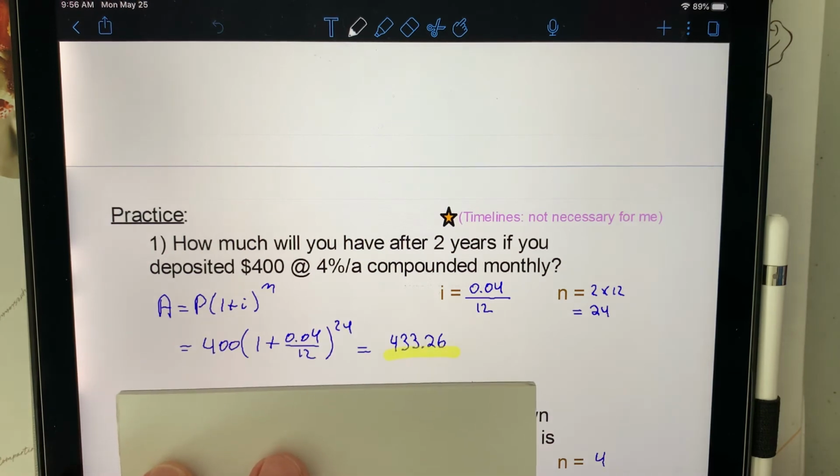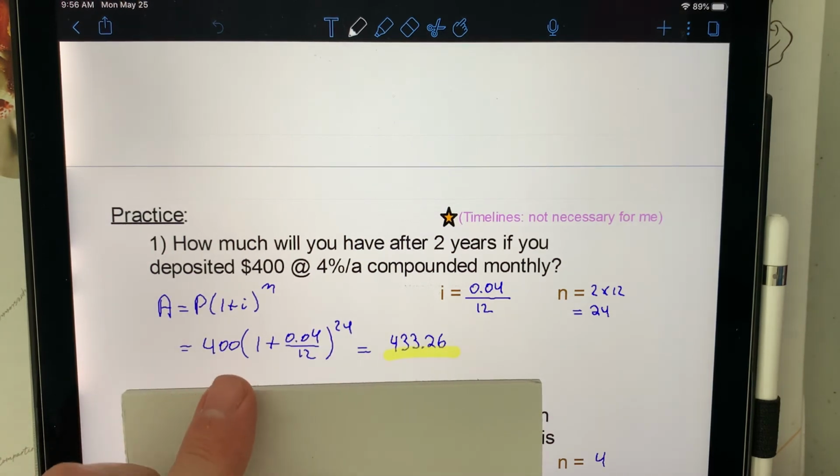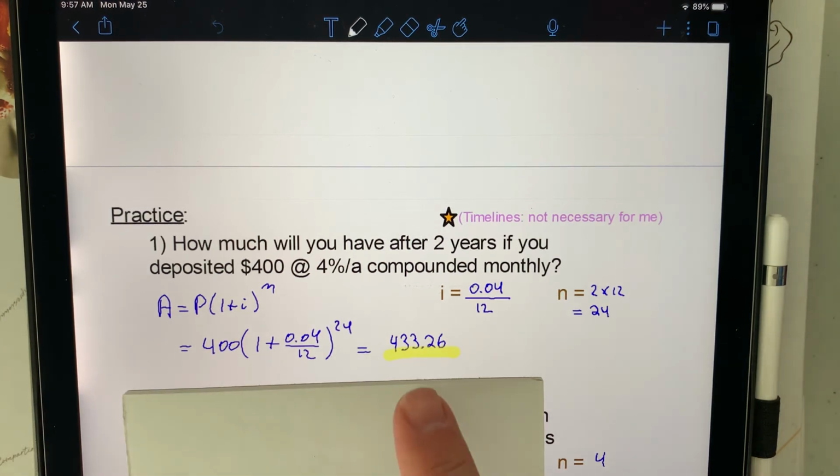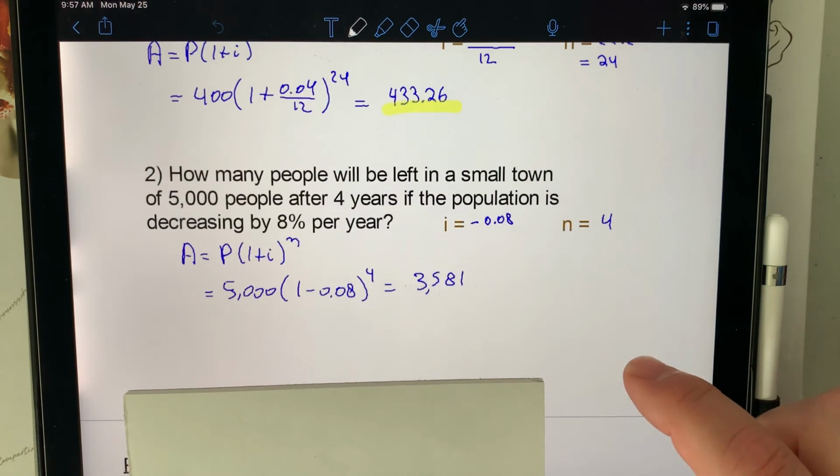And then we plug it into the equation. 400 bracket 1 plus 0.04 divided by 12, close bracket, to the power of 24. Notice that some of you really like using the fraction button. I don't know why, I really don't like it. I'm just going to say 0.04 divided by 12 when I go into the calculator, and we get our answer. So the answer is 433.26, which really means that we made about $33 and a little bit on interest in this time.